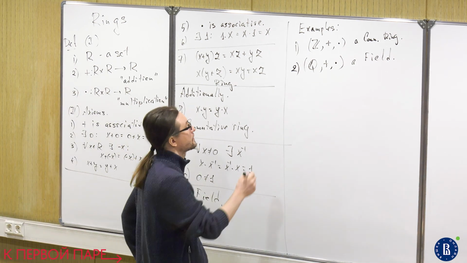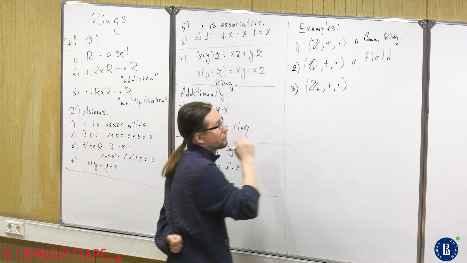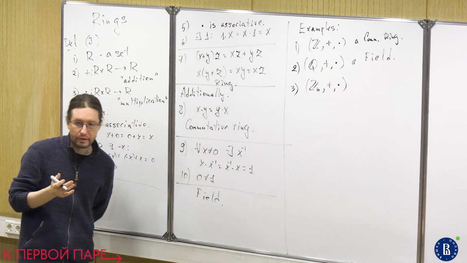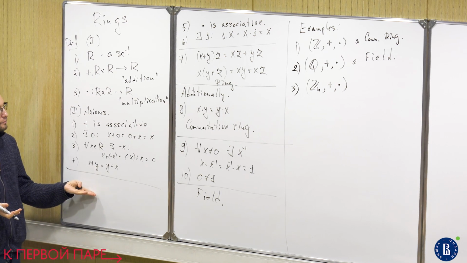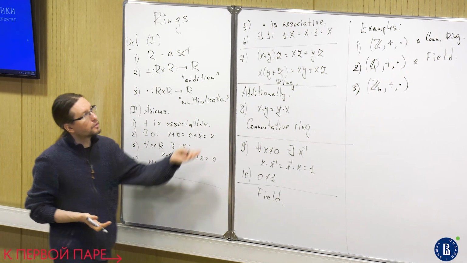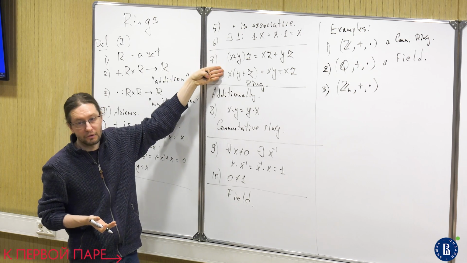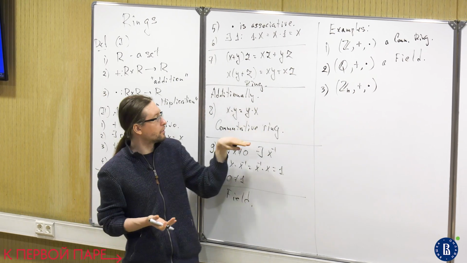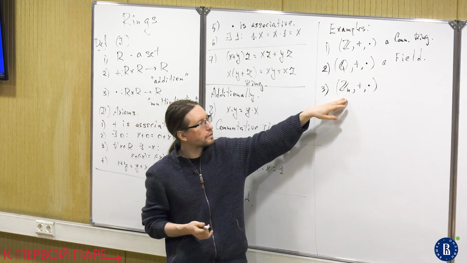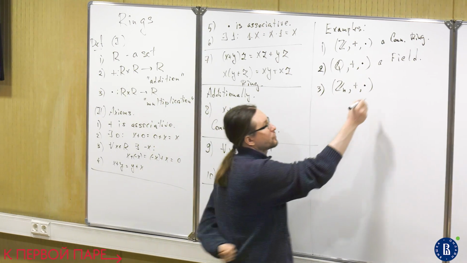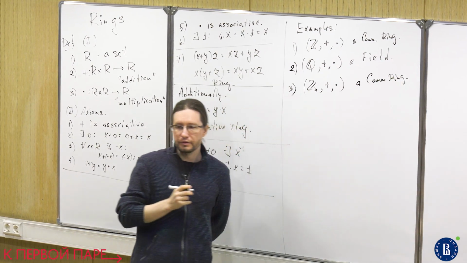Now, the next example: Zn with addition and multiplication modulo n. This is also a ring, because, again, we already know that addition is good enough, so it's an abelian group with respect to addition. Multiplication is associative, there is a neutral element with respect to multiplication, and the distributive law also holds. And by the way, this ring is also commutative. The next question, is this a field or not? So this is a commutative ring, but is it a field?